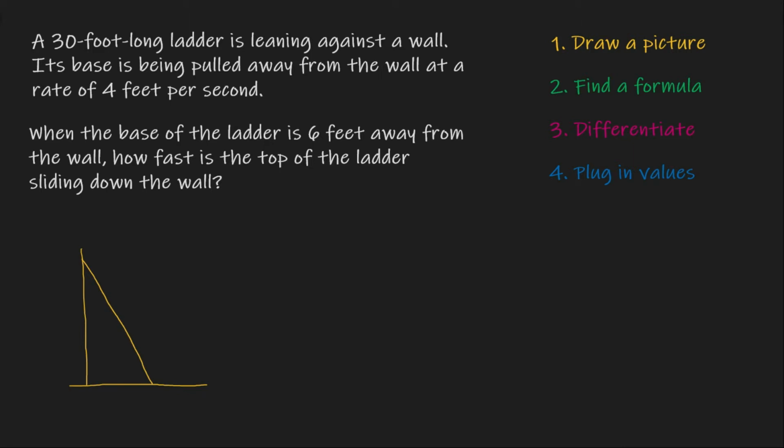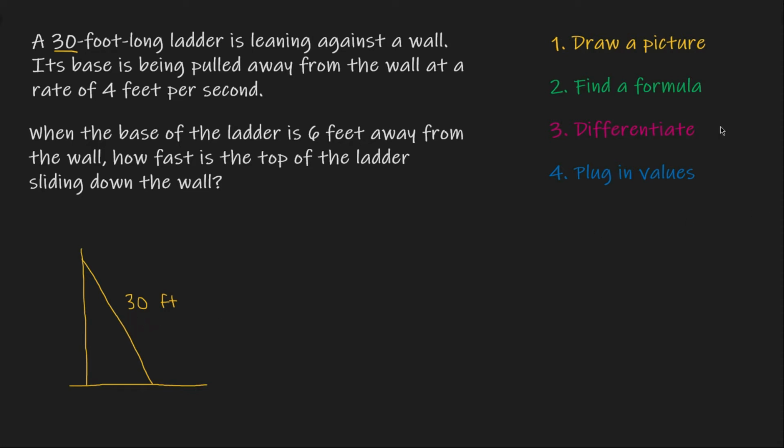We know that, again, the ladder is 30 feet long. So we'll write a 30 here, 30 feet. What's important about this ladder is that it is an object, which means that the length of this ladder is never going to change. However we move it, this 30 is always going to stay constant.